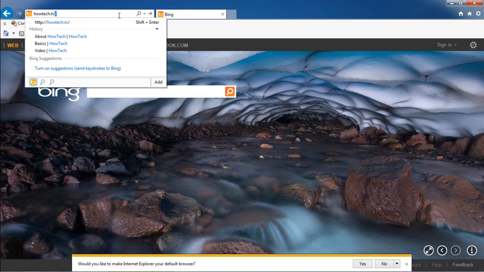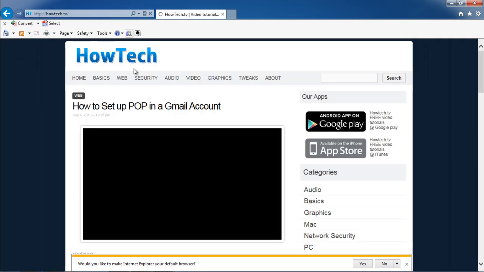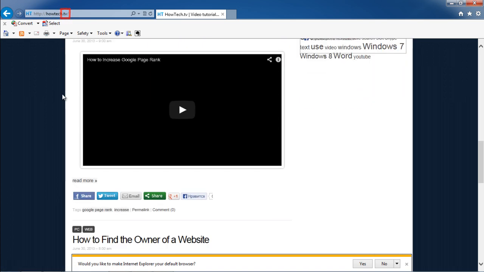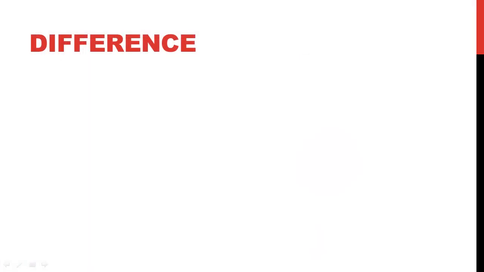The top-level domain is to the far right, while the mid-level domains are in the middle. Consider Howtech.tv. Howtech is the mid-level domain, while .tv is the top-level domain. So what is the difference between domain and subdomain?